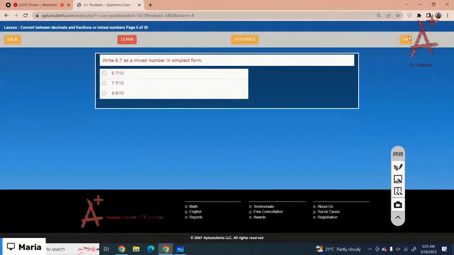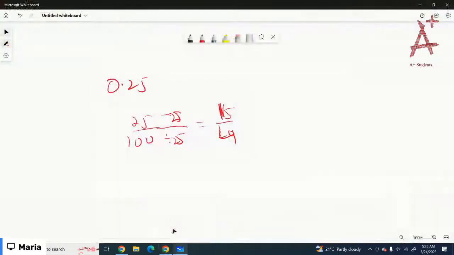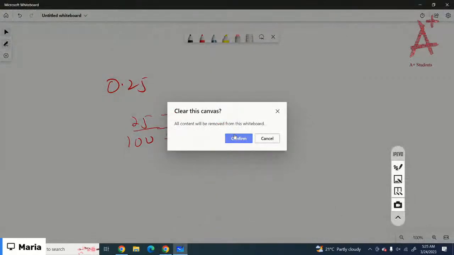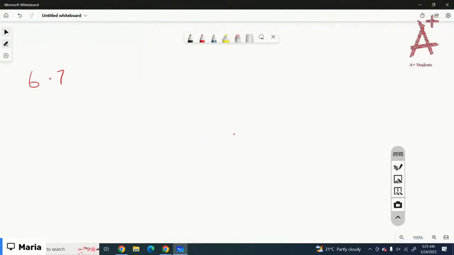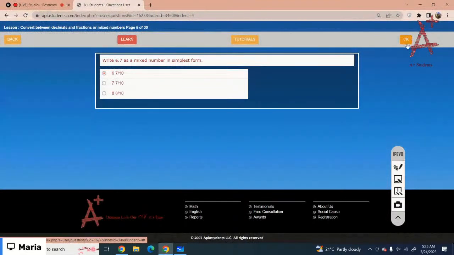Okay, the next one is write 6.7 as a mixed number in simplest form. So it would be 6.7. This is the whole number. Write it separately. Then you have 0.7. Remove the decimal point. It would be 7 over 10. So it would be 6 whole 7 over 10. Got it? Yes, very good. So the correct option is 6 whole 7 over 10.